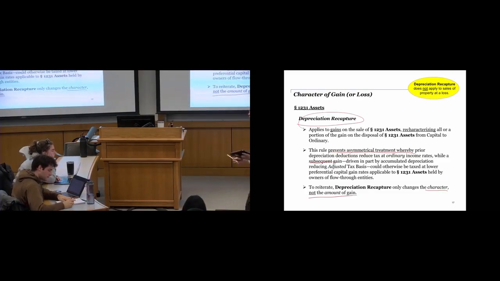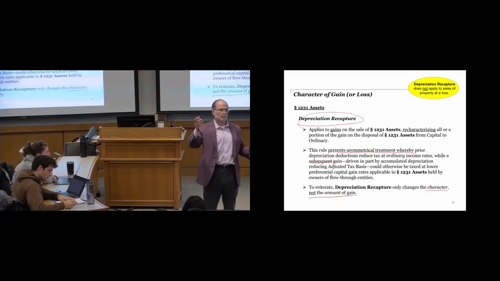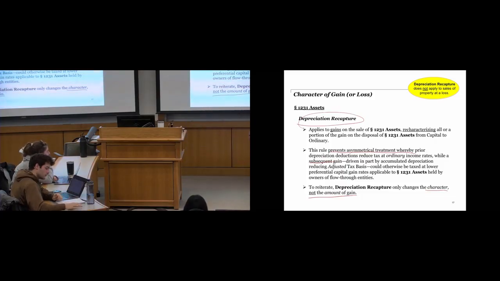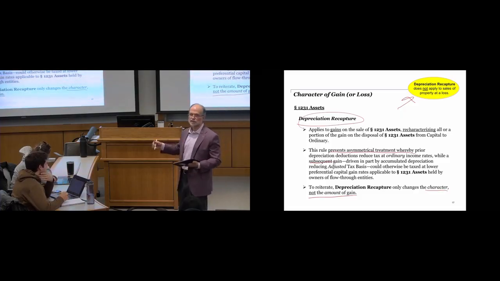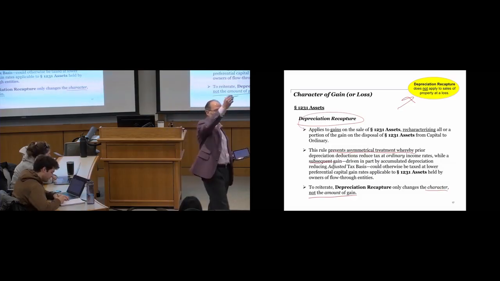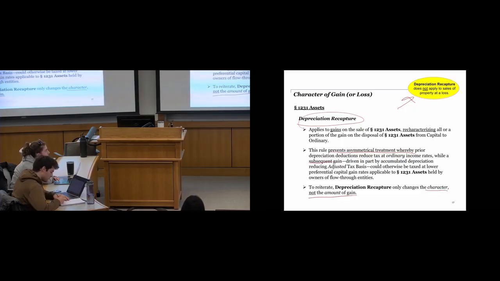It sounds weird, depreciation recapture, but what it's doing is restoring the prior depreciation deductions and saying those went through ordinary income, so this gain has to now be recaptured as ordinary income to the extent of those prior depreciation deductions. Importantly, depreciation recapture does not apply to sales of property at a loss. So if I do those first few steps and I got a loss, I'm not dealing with depreciation recapture. Not in that world. This is only gain. I'm trying to take gain into ordinary.